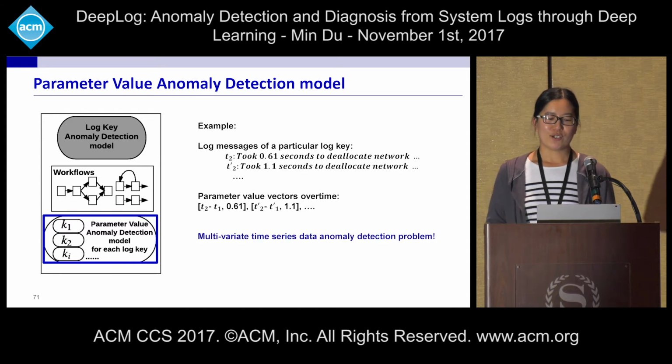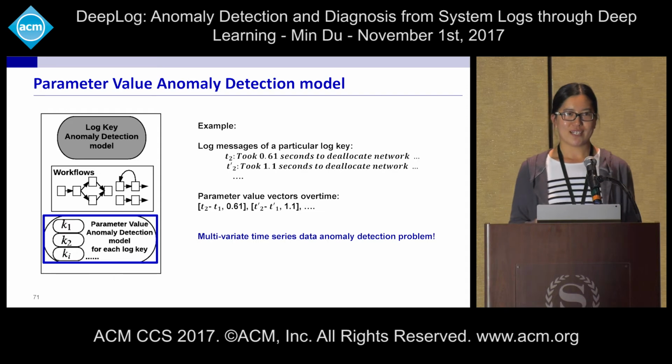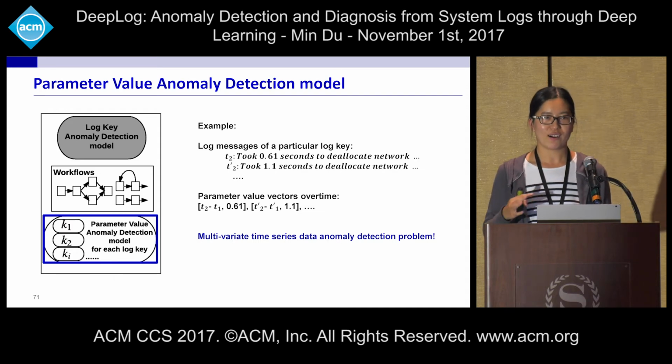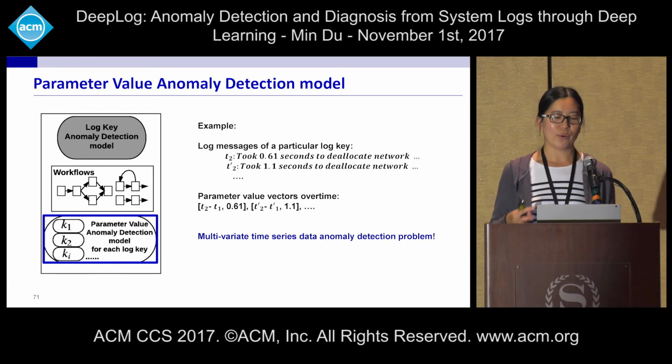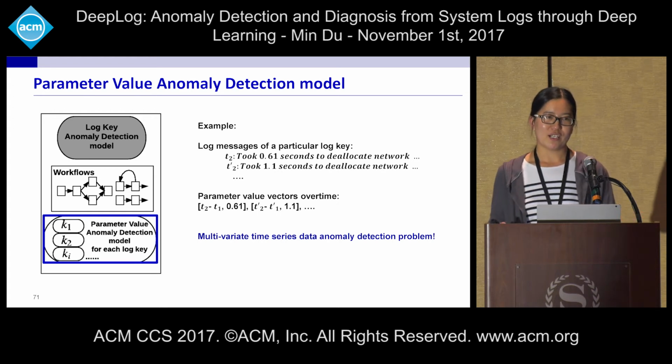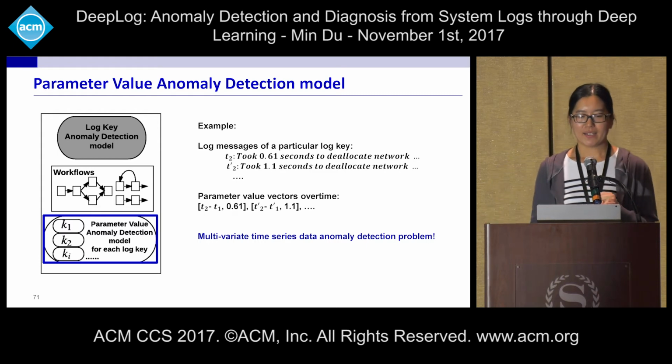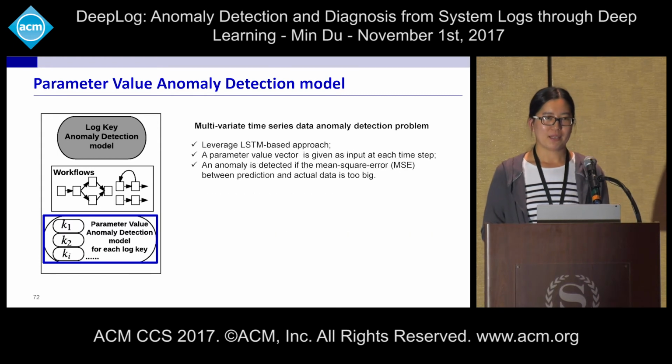And this is actually a multivariate time series anomaly detection problem, and we could use methods like PCA. But PCA mostly focuses on modeling the correlation across dimensions. But here, we are more interested in the value change on a single dimension, for example, if some value suddenly becomes too big. And here, we still leverage an LSTM-based approach.